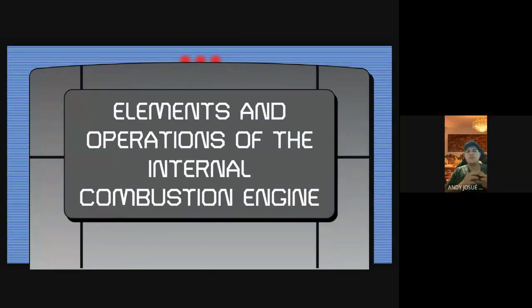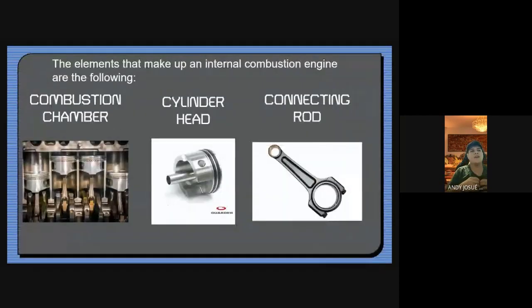Elements and operation of the internal combustion engine. The elements that make up an internal combustion engine are the following. Combustion chamber. It's a cylinder that is fixed and closed on one of its sides. Inside this mechanism, the piston slides, adjusting its movement perfectly to the space.